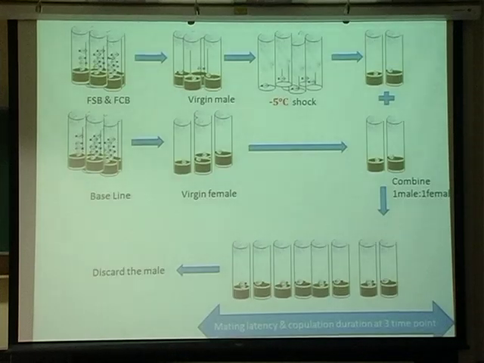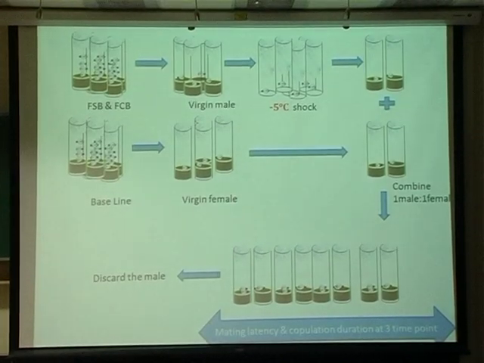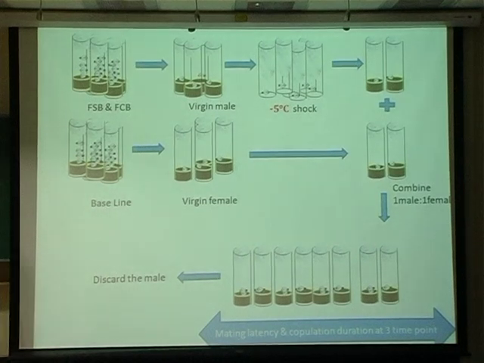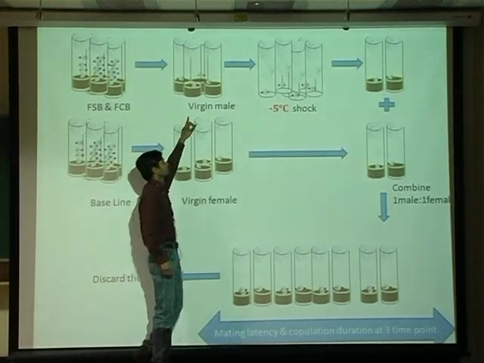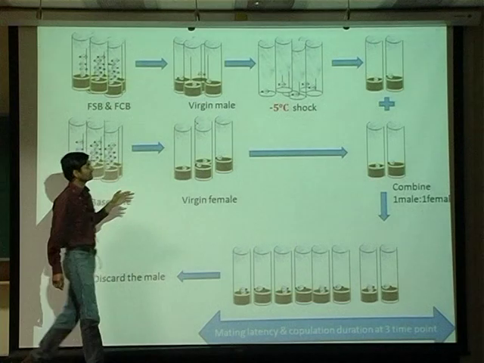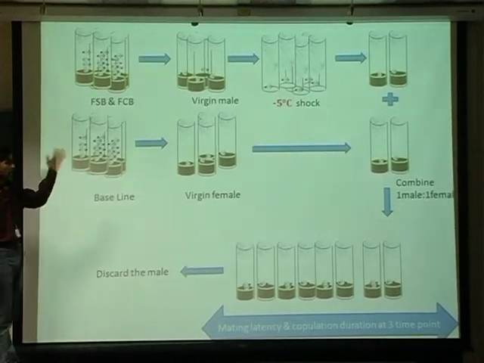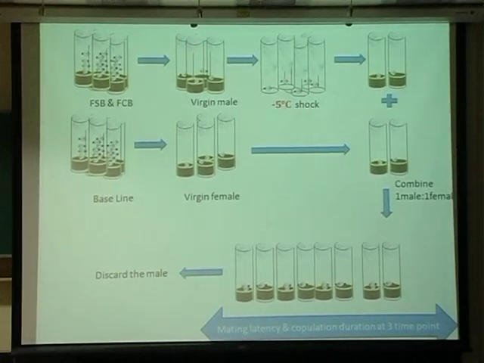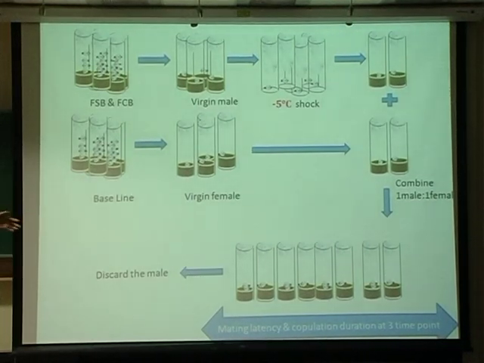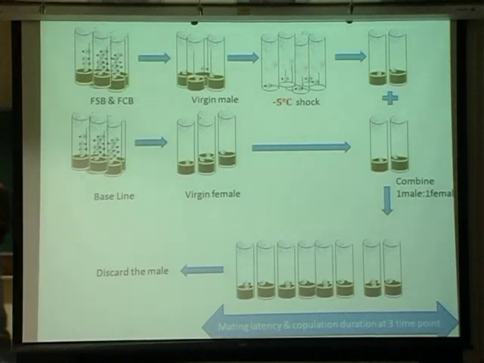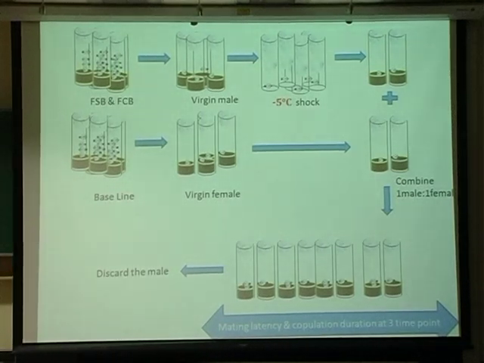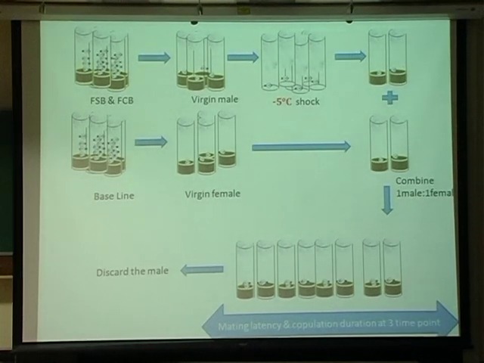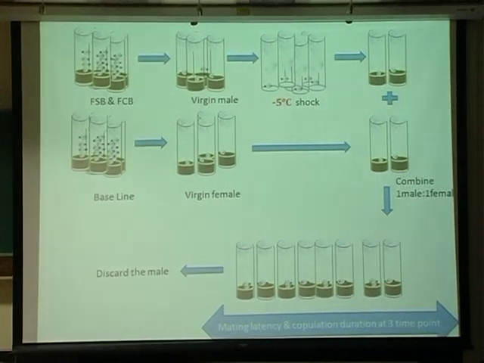This is the experimental design. For the FSB and MCB, we collect virgin males and females. For the virgin males, on the 12th day, on days 9-10 we expose them to minus 5 degrees, and then we allow them to recover at different time points: 4 hours, 12 hours and 30 hours. Then we look at the behaviors: mating latency, copulation duration, male fertility assay and mating number.